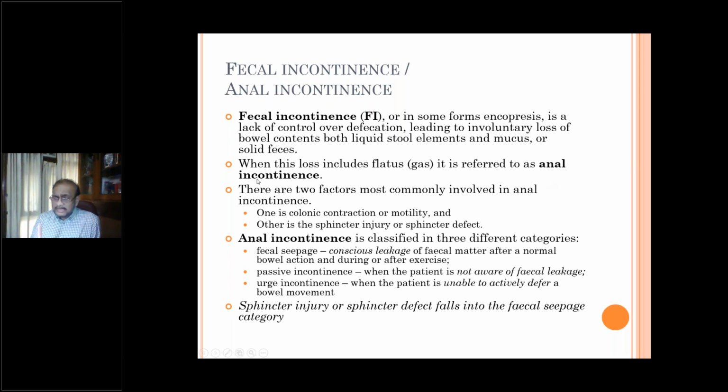So when you talk about anal incontinence, you talk about both the flatus and, of course, along with that, the liquid and the solid elements, right? In fecal incontinence, we only talk about the solid and liquid elements along with mucus, but no flatus. Now, there are two factors most commonly involved in anal incontinence. One is colonic contraction or motility, and number two, the sphincteric injury or the sphincter defect, which we are concerned with. We are already talking about sphincter injury in a patient or in a multiparous female.